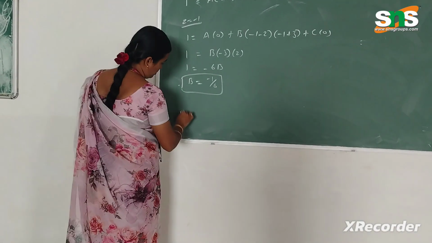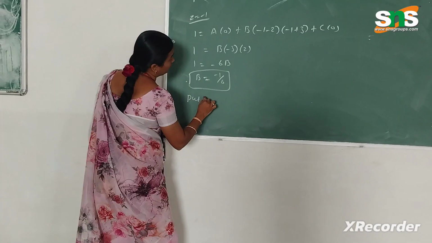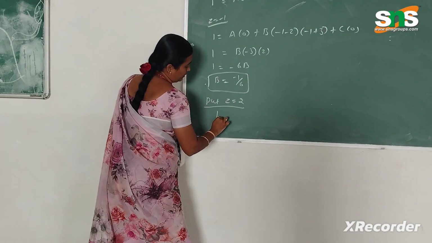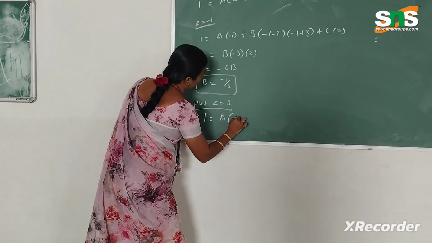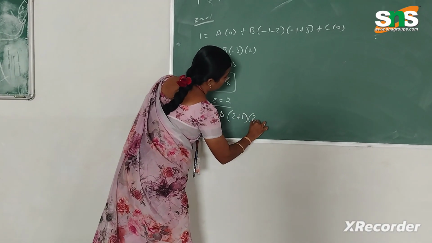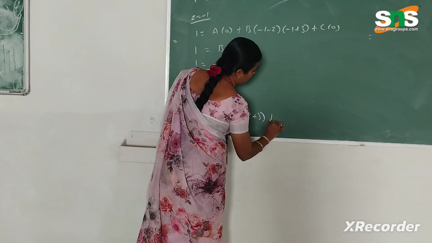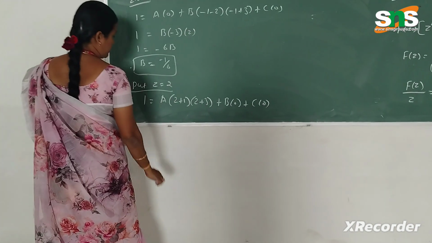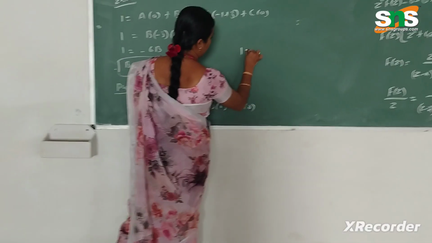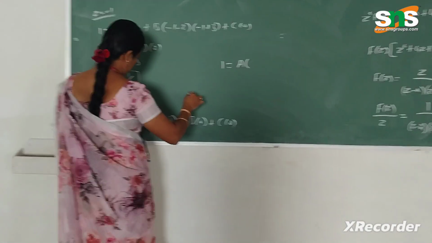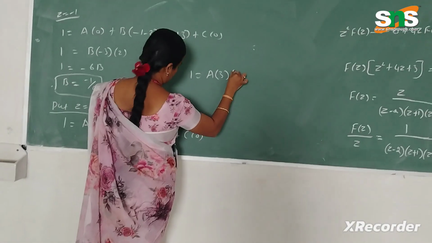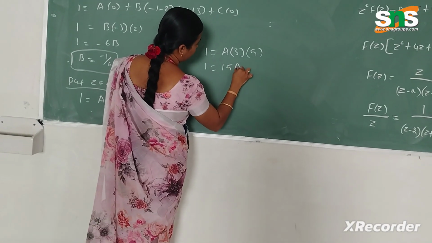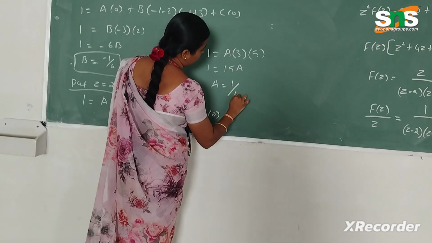Next, what is your z value? Put z equal to plus 2. Left side same, 1. So A into 2 plus 1 into 2 plus 3, B becomes 0, C also 0. So what is the value for A? 1 is equal to A into 3 into 5, so 1 is equal to 15A, so A is equal to 1 by 15.